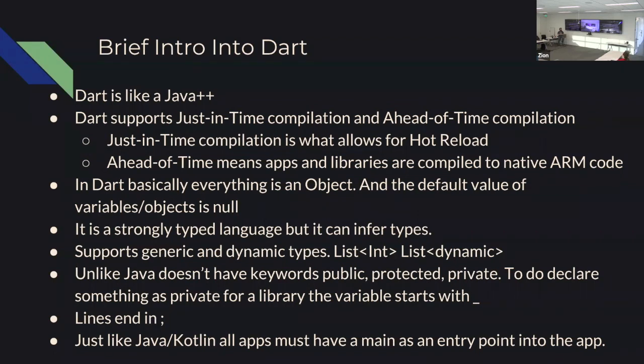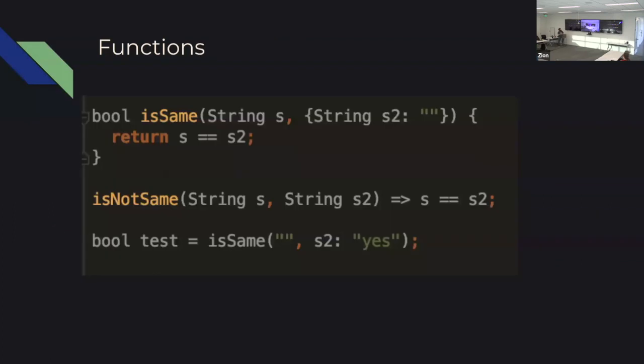And probably one of the biggest downsides to me is that statements end in a semicolon. I was always forgetting that, but it always gives you that nice little red squiggly line letting you know you missed it. But it's easy to catch. And just like Java and Kotlin, all Dart apps or Flutter apps have a main function as the entry point. So this is an example of what a function looks like.